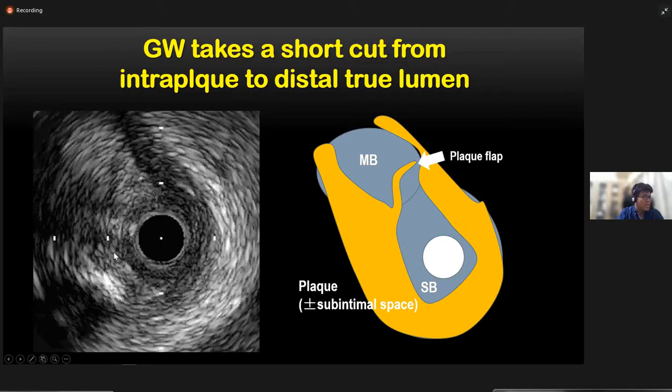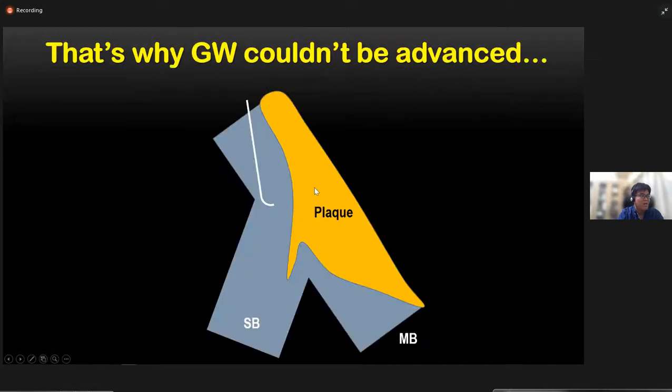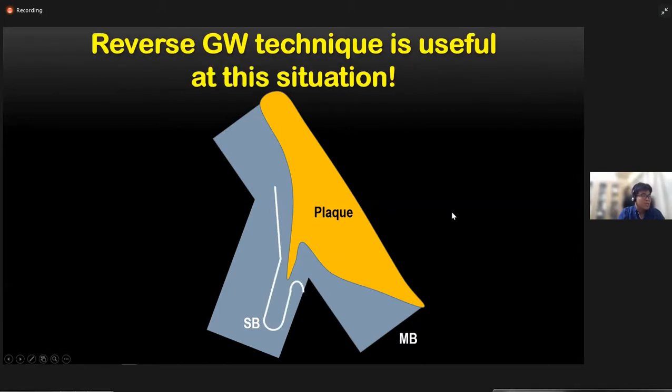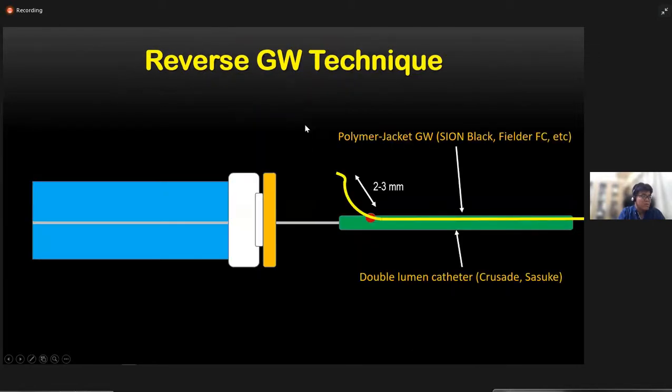Actually, it is a little bit difficult to identify the plaque flap in the still image, but the plaque flap covers the ostium of the main branch in this case. So that's why the guide wire cannot pass into the main branch. Like in this animation, in this situation, the reverse guide wire technique is useful to get the distal lumen of the main branch. I guess you already know this technique.